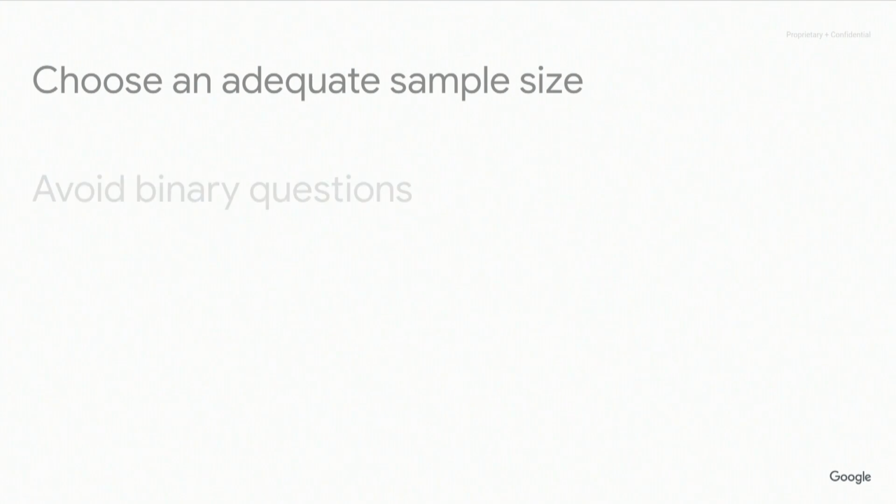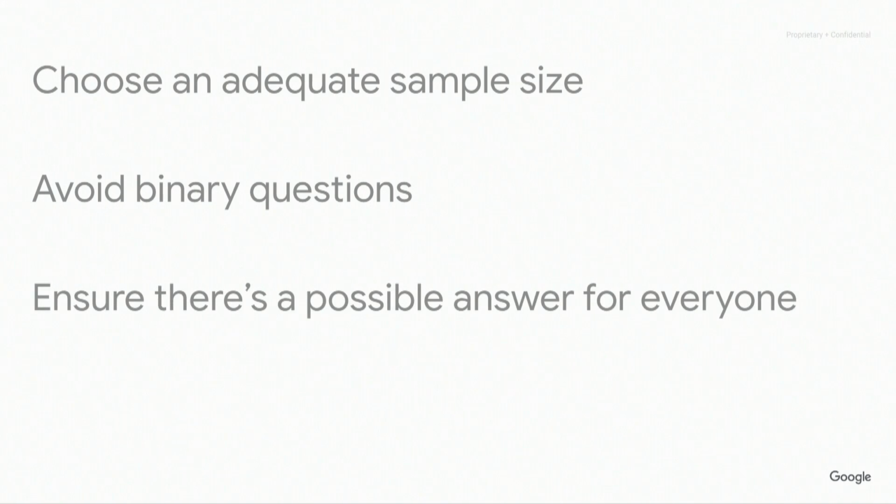Number 2, avoid binary questions. This is general best practice to make sure that you get the highest data quality possible. Number 3, ensure that there's a possible answer for everyone. So it really helps to put yourself in the shoes of your survey respondents. Making sure that everyone who takes the survey has an accurate answer for every single question will help you, again, yield the highest quality data.